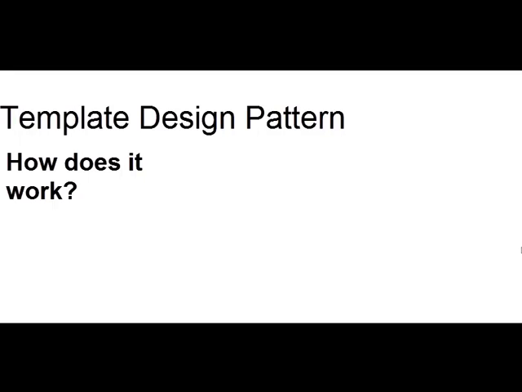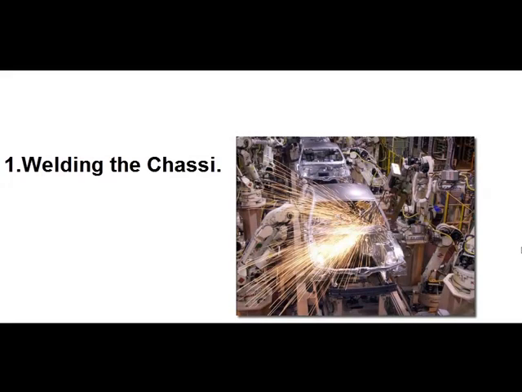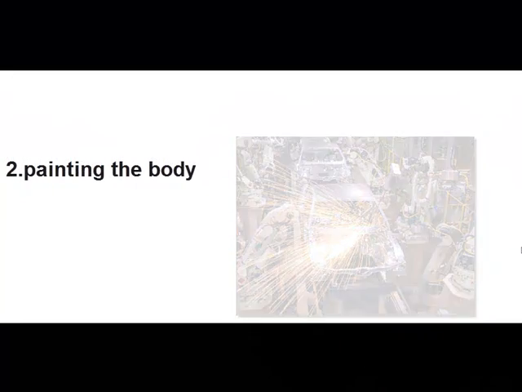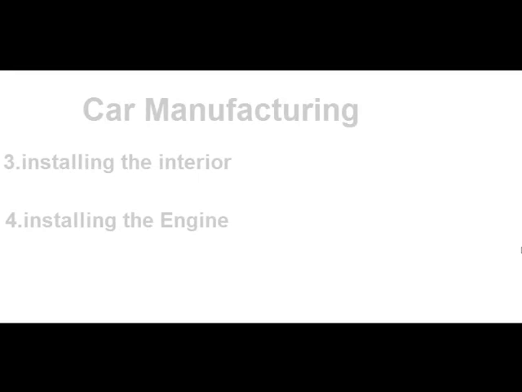To make the method really simple, I'm going to start with an example about a car factory. As you all know, for any car to be made, it has to go through a couple of stages in the factory. For example, welding the chassis, and then painting the bodies. After that, we have to install the interiors, and at the end, we have to install the engines.